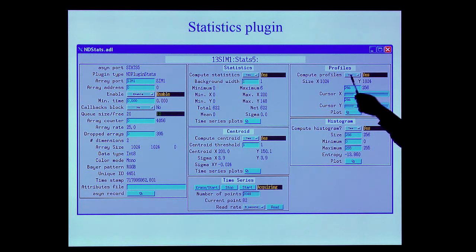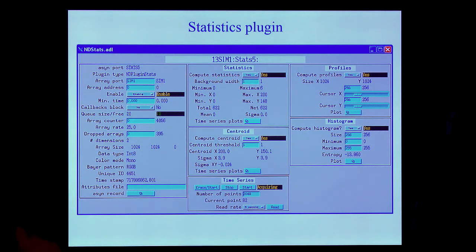This lets you enable profiles in the X and Y direction, including the average X profile and Y profile. Also, you have what I call cursor X and Y. Basically, you can move a slider here and change where the profile you're measuring in X and Y is. And then finally, you have a histogram you can enable, and you can say what the minimum and maximum values of the histogram you're interested in are, and the size of the histogram, how many bins.